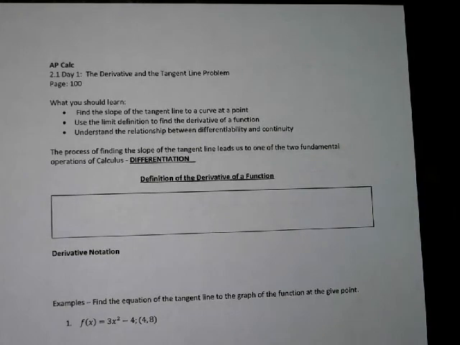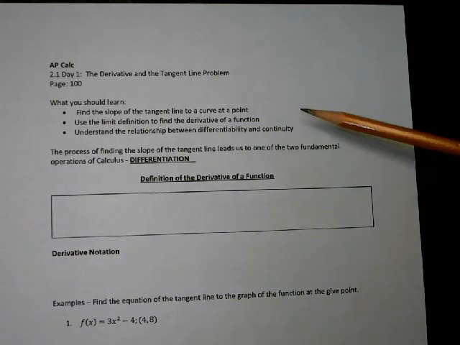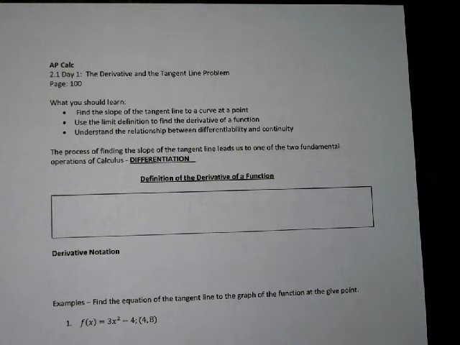Hey, good morning. We're going to take a look at 2.1 day one, the derivative and the tangent line problem. So what you should get out of this today is: find the slope of a tangent line to a curve at any point, use a limit definition to find the derivative of a function, and understand the relationship between differentiability and continuity. All right, so the definition of derivatives as a function.